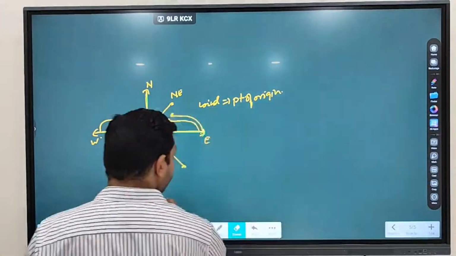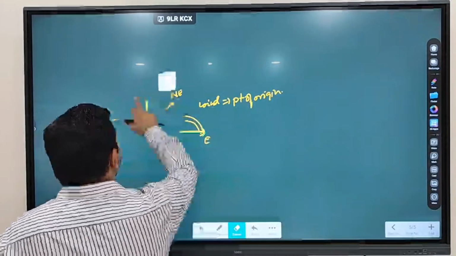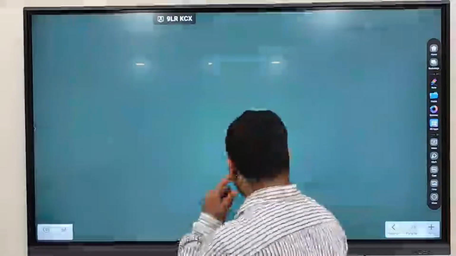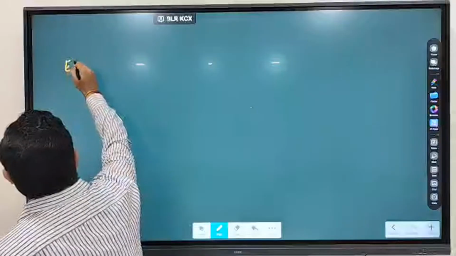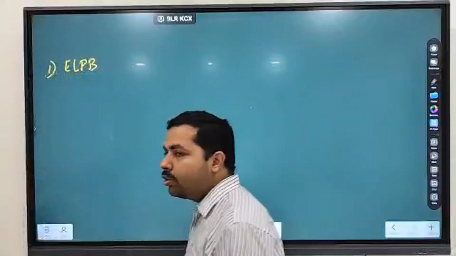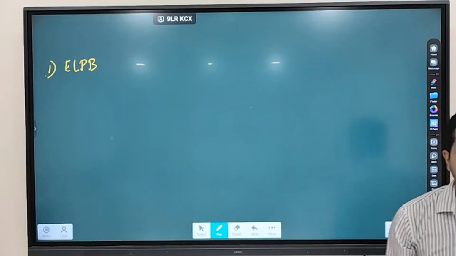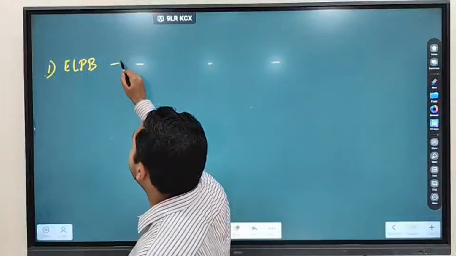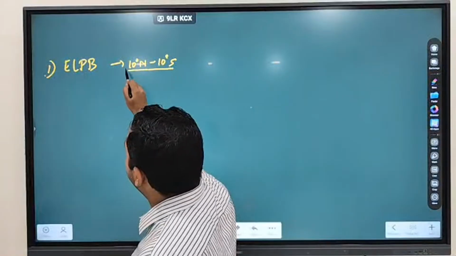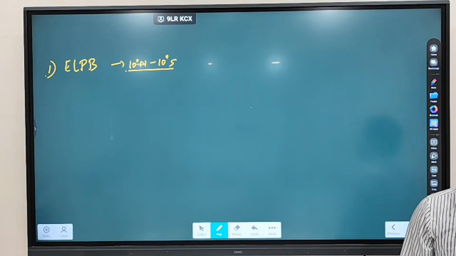So now you are getting the 4 important pressure belts. The first pressure belt we discussed is the equatorial low pressure belt. From where to where is it formed? We discussed it is formed generally between 10 degree north and 10 degree south.